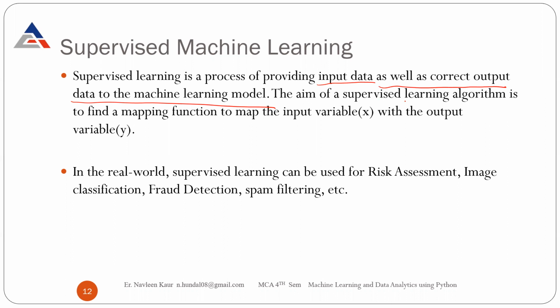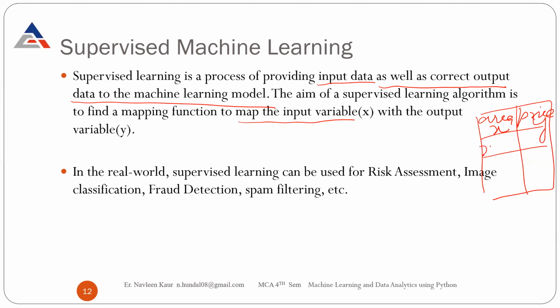The aim of a supervised learning algorithm is to find a mapping function to map the input variable with the output variable. For example, this is your area and this is your price. Suppose area is referred to as X and price is referred to as Y. When you feed the data, if you are feeding 2200, which is your area, you know the price, that is Y, will be 5,65,000. Then there is one more data, and one more data. So this data you feed to your machine.